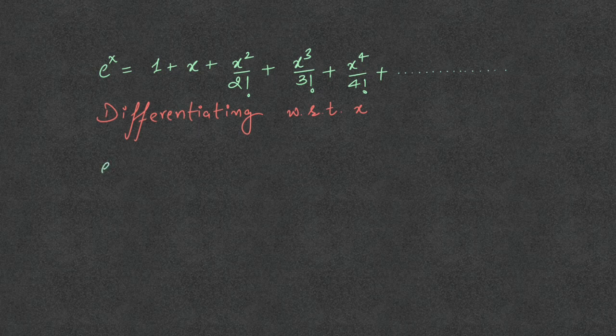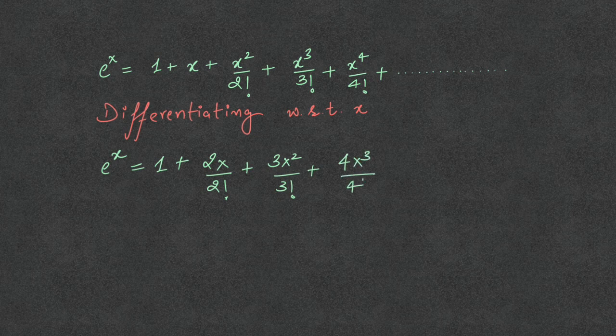So differentiation of e to the power x is e to the power x, which is equal to differentiation of 1 is 0 and differentiation of x is 1. Differentiation of x square is 2x upon 2 factorial as it is, plus differentiation of x cube is 3x square upon 3 factorial, plus differentiation of x to the power 4 is 4x cube upon 4 factorial, plus so on.